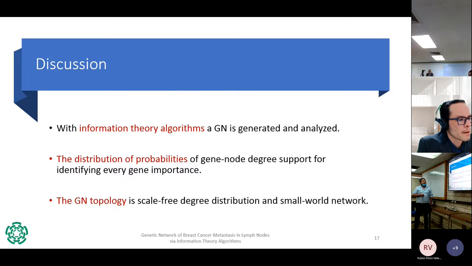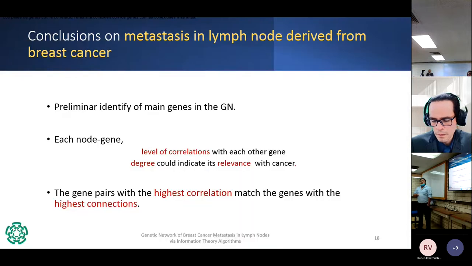For the discussion, we can say that with information theory algorithms, we can generate genetic networks and analyze them. The distribution of probabilities of each node can give us information about the importance of each gene. And the topology can also give us information about the genetic network. In conclusion, we can say that, preliminarily, we can identify the main genes that are associated in the genetic network. Each node can indicate to us its relevance in the genetic network.